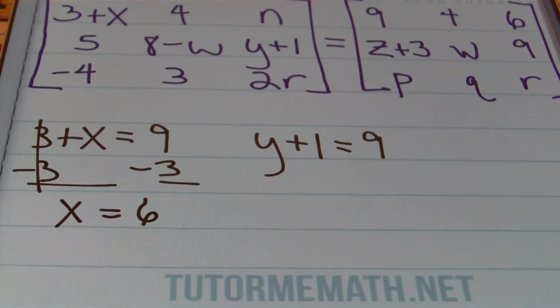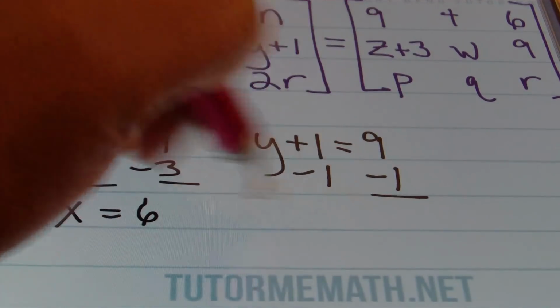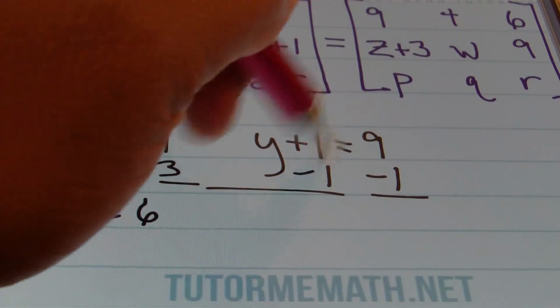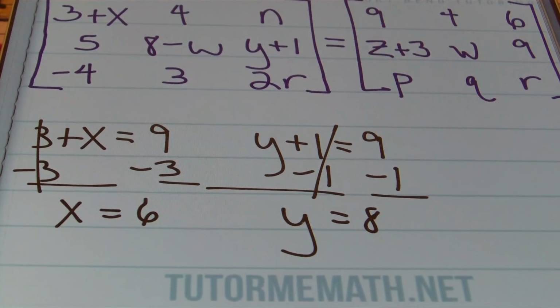So we'll be solving for y now. I'm going to subtract 1 from both sides here, and the 1's will cancel out. And y equals 9 minus 1, which is 8. That's right. Using the addition property of equality, ladies and gentlemen. Isn't it lovely?